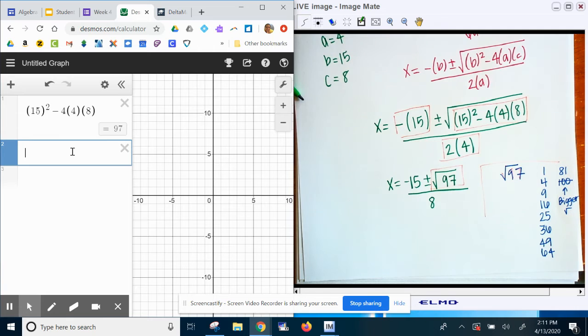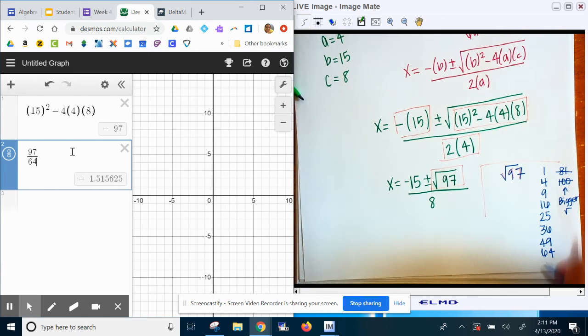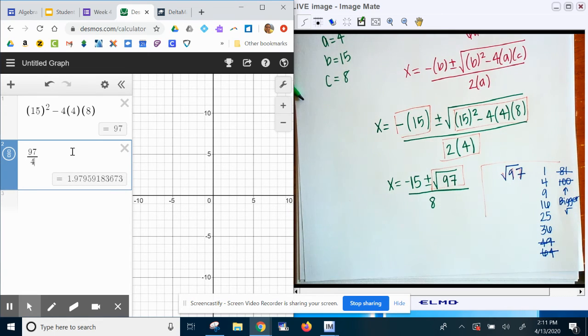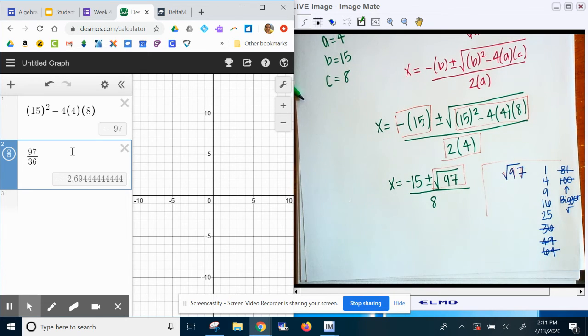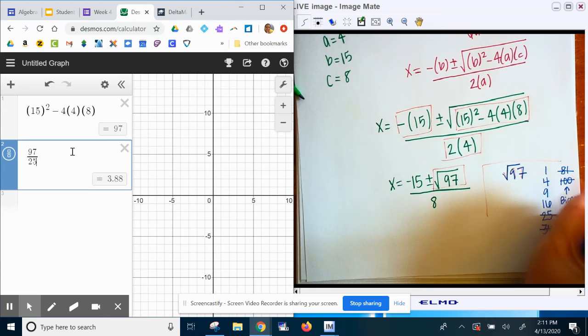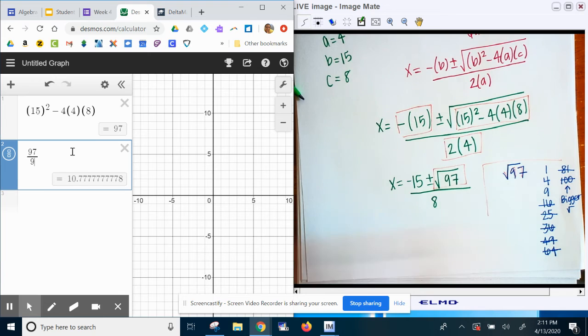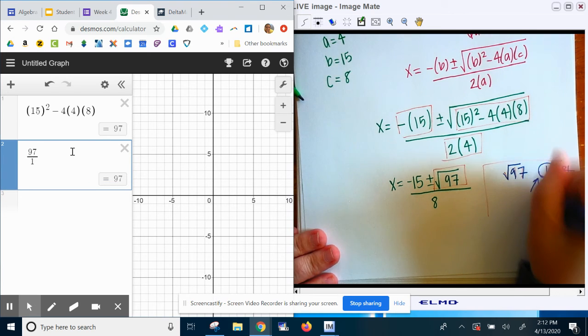Now I just need to divide to find them out. So 97 divided by 81? Nope. 97 divided by 64, again that's a decimal. 97 divided by 49, that's a decimal. 97 divided by 36 is a decimal. And I think 97 is prime, so I think these are all going to give me decimals other than 1. Let's just verify that. Nope, 25 is a decimal. 16 is a decimal. 9 is a decimal. 4 is a decimal. And of course, 1 is going to fit into it, but 1 makes no difference.